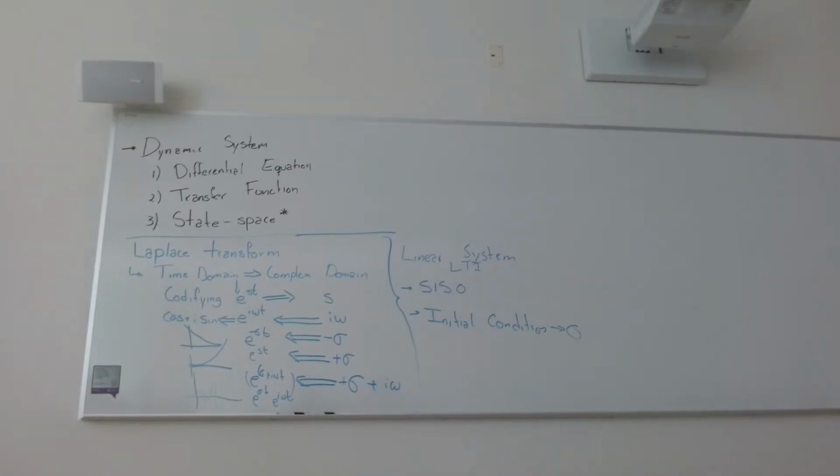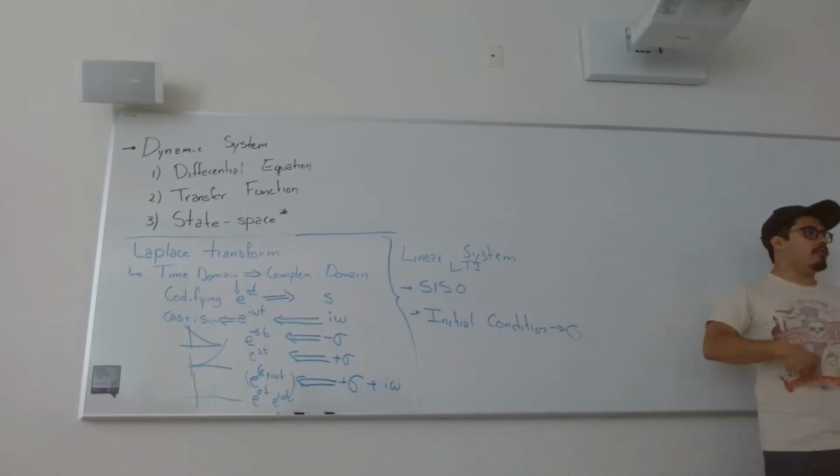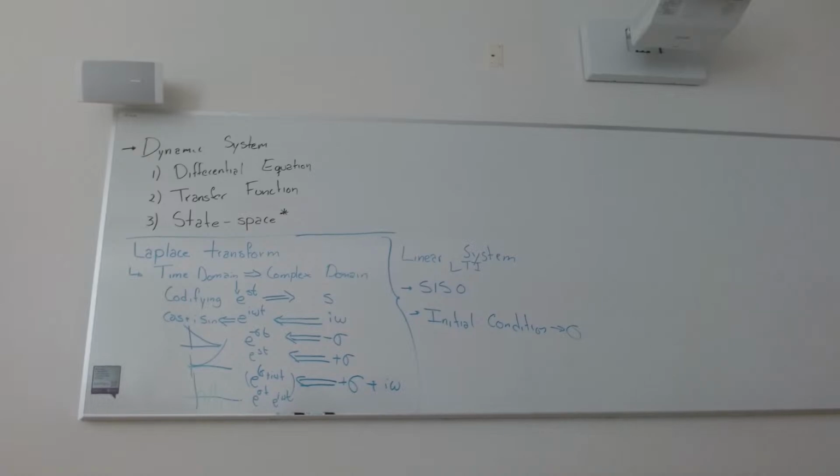Okay? Cool? Whenever I can't work with those things, I need another model. Why do you need the initial condition? Because when you're making the transform, the transformation of the derivative is what?